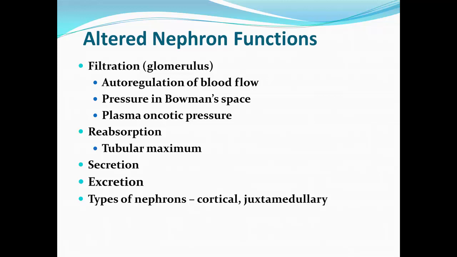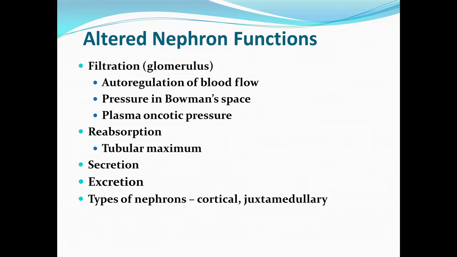Anytime that pressure in Bowman space exceeds the pressure that's actually in the artery itself, filtration will be either stopped or certainly less effective. The other important concept on the filtration side is the plasma oncotic pressure. Once again, there has to be a high enough plasma oncotic pressure within the vessel, that arterial bed, to overcome the pressure in Bowman space to foster a positive filtration pressure.